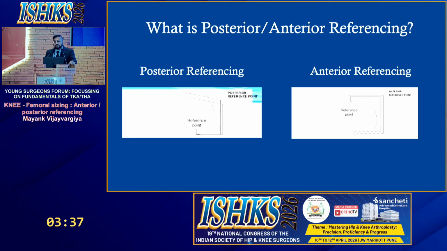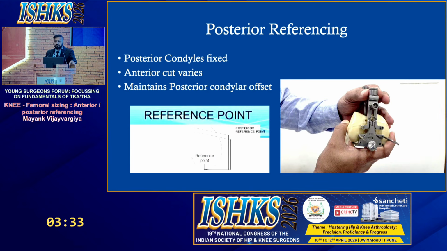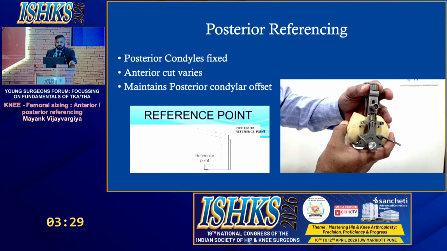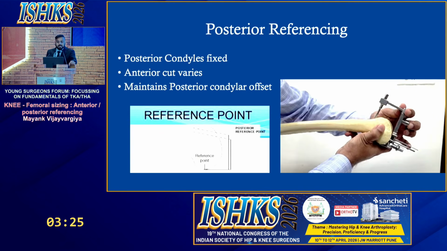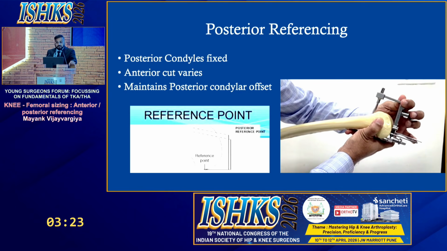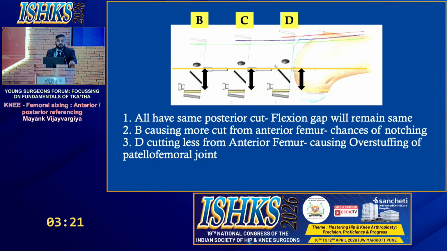The only difference is which cut remains fixed and which cut varies. In a posterior referencing system, when you are referencing from the posterior part of the femur, the posterior condyles are fixed and the anterior cut varies. Thus, it maintains the posterior condylar offset. So in between sizes B, C and D, all of them will have the same posterior cut.